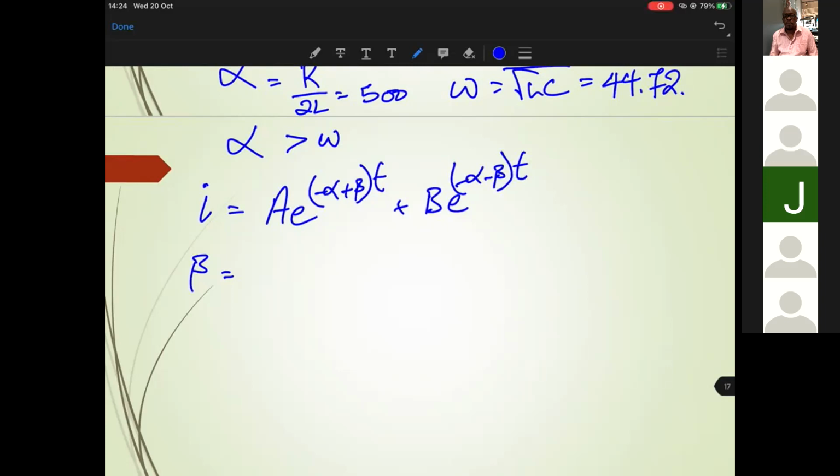Yes, sir. What is beta equal to? Sir, beta is equal to the square root of alpha squared minus omega squared, which is 498.